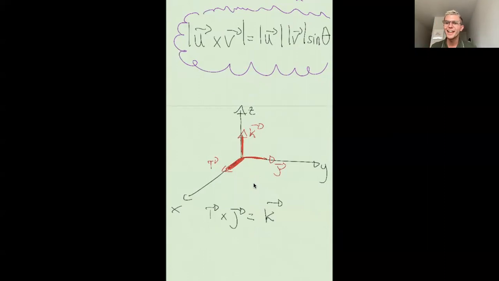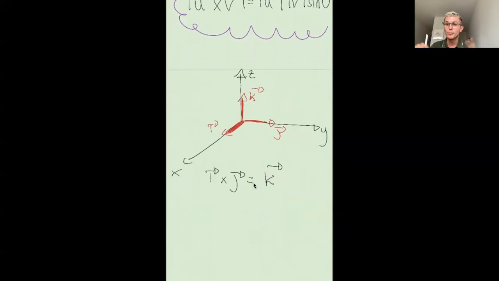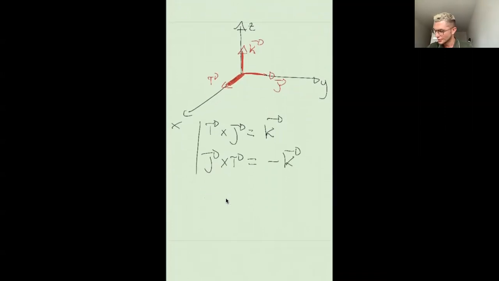And once you know that, you actually know without more effort what j cross i should be. What should j cross i equal? Negative k, yes, because you just flip. If you change the order, you just have to put a minus in front of the answer. Good. So these are a pair.